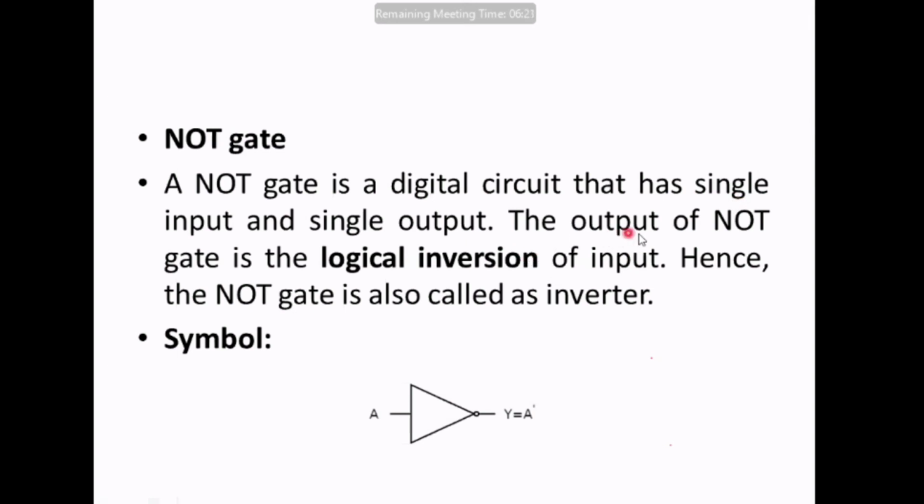Now, the output of the NOT gate is the logical inversion of the input. What do you understand by this word logical inversion? Logical inversion means the exact opposite of whatever you have presented. Inversion means what? Opposite, right? So whatever you are presenting will be inverted. It will become the opposite. Suppose, let me explain. If you give 0, the output is 1. If you give 1, the output is 0, right? So whatever you are presenting, that will be inverted.